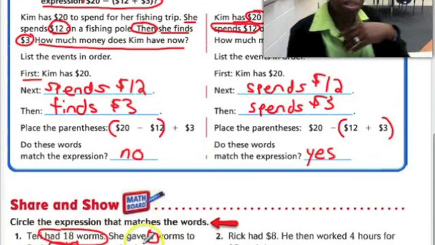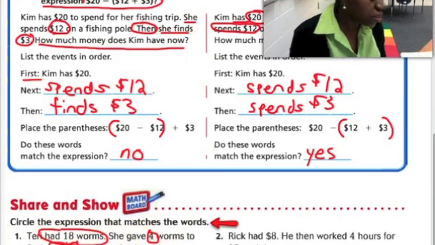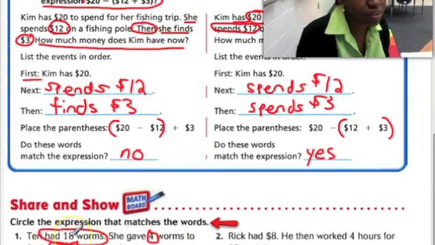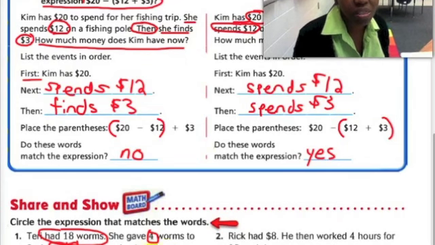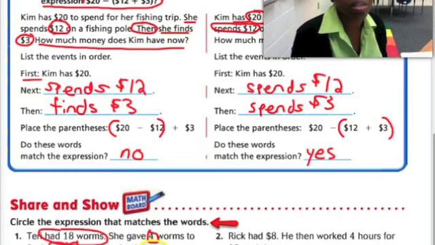So how are we going to figure out which one of these matches the words? So remember, you started with 18, then something else happened. Start with 18, then you give away 4 and 3. So that's your 4 plus 3. That's what you're going to add. So you should have these, okay?